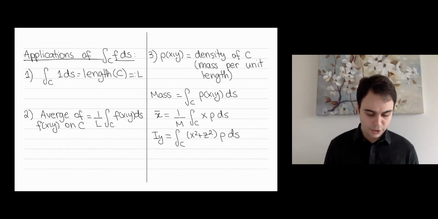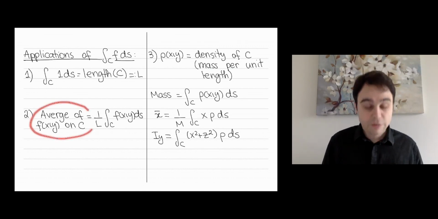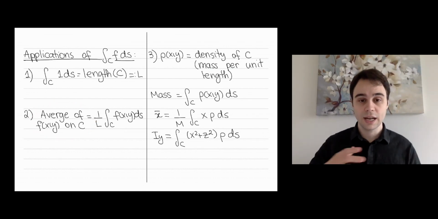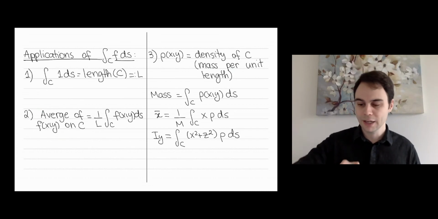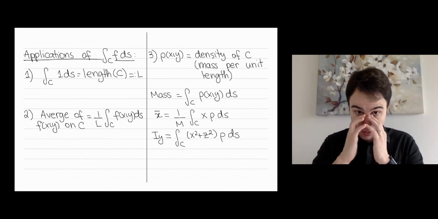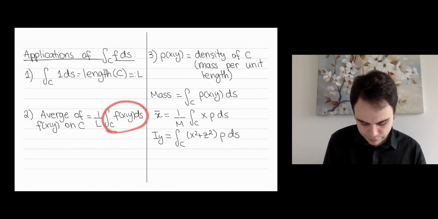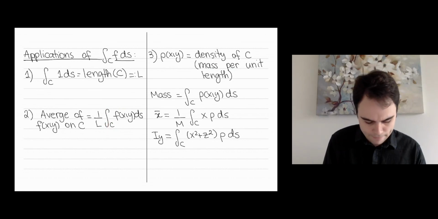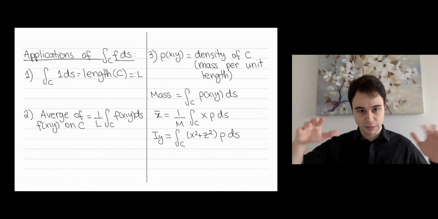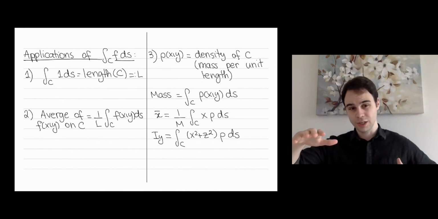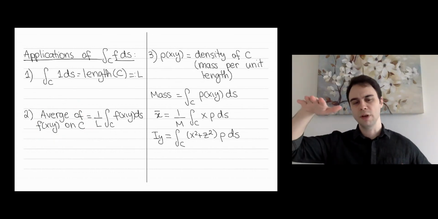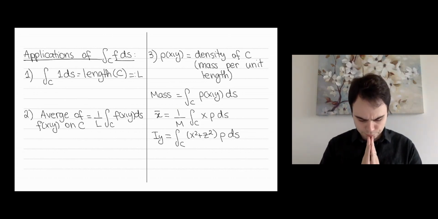The next application is a very general one. If I have any function of x and y, for each point in the plane I get a number. If I integrate my function over a curve and divide that by the length of the curve, where L is the length of the curve, that's going to give me the average value of the function. It's going to be some number between the minimum value that the function takes on the whole curve and the maximum value that the function takes on the whole curve.